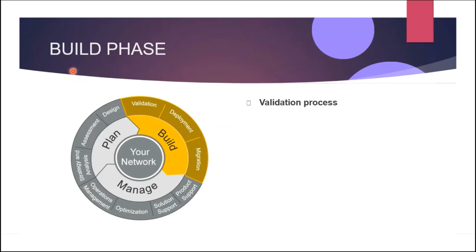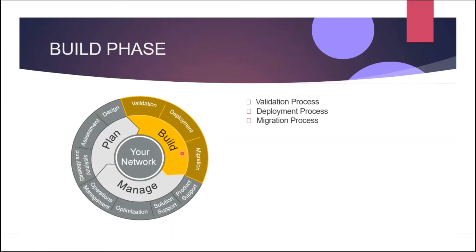Let's get into the details of the build phase. Let's start with the validation process. The validation process helps you to confirm that the solution meets customers' requirements. The deployment process helps you to successfully deploy new network solutions. And the migration process accelerates new deployments and helps you to control costs, improve operational excellence, and mitigate risks when refreshing your network.